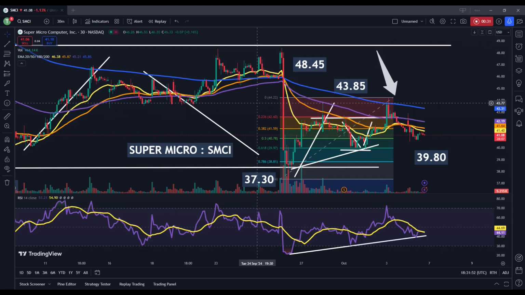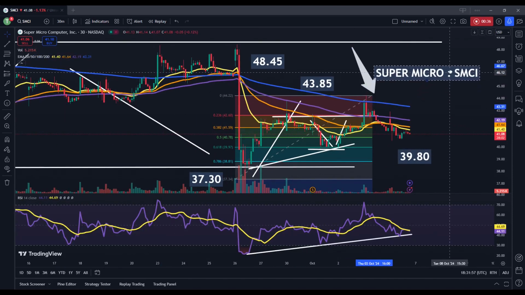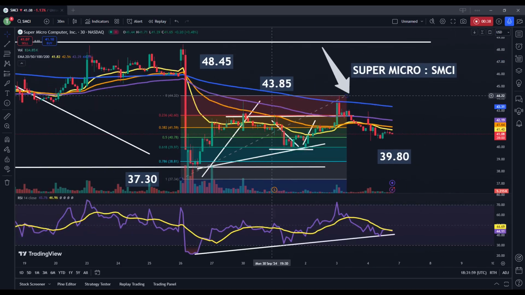So here we have the 30-minute price chart. Each candle on this time frame represents a 30-minute trading period. And as we're starting to move into the close for the week, we can see that share prices are trading under a bit of selling pressure.